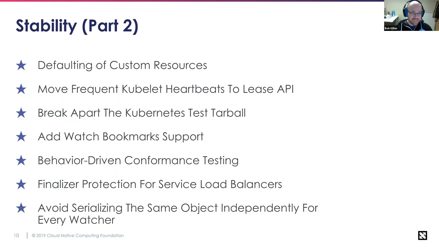If you are here for the 1.16 release, that might actually look familiar. That one was sort of the second half of one that went to stable in the last release. Move the frequency of the kubelet heartbeats to the new Lease API, break apart the Kubernetes test tarball, watch bookmark support, behavior-driven conformance testing, finalizer protection for service load balancers, and an important little thing of avoiding serializing the same object independently for every watcher.